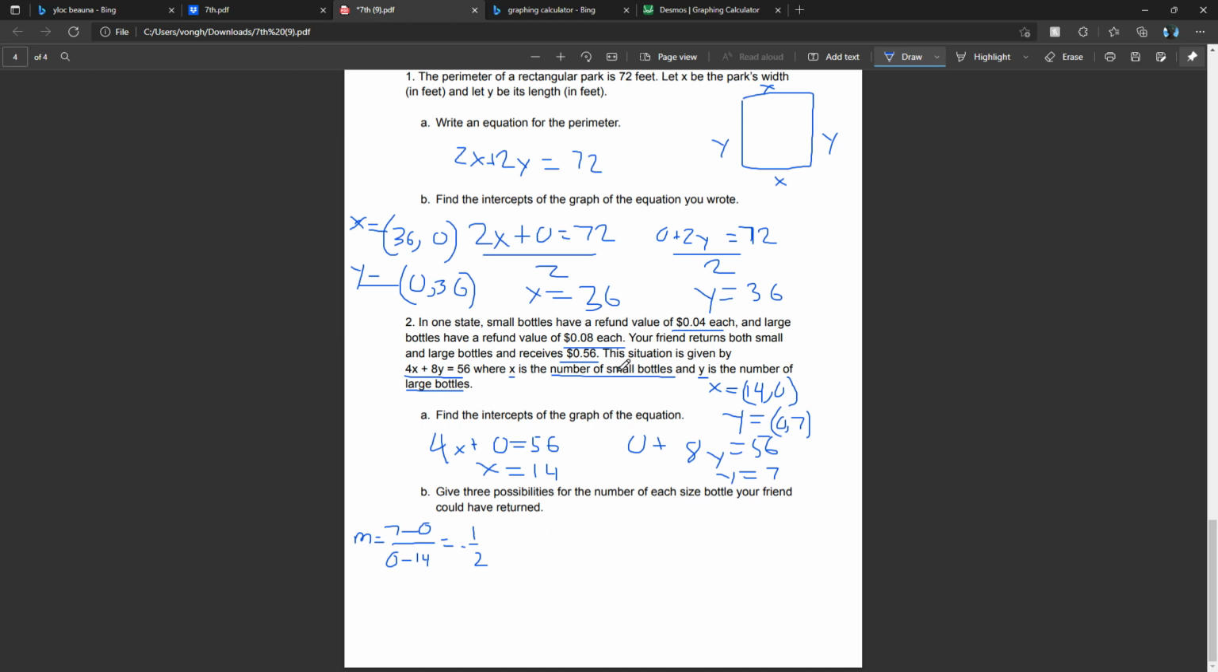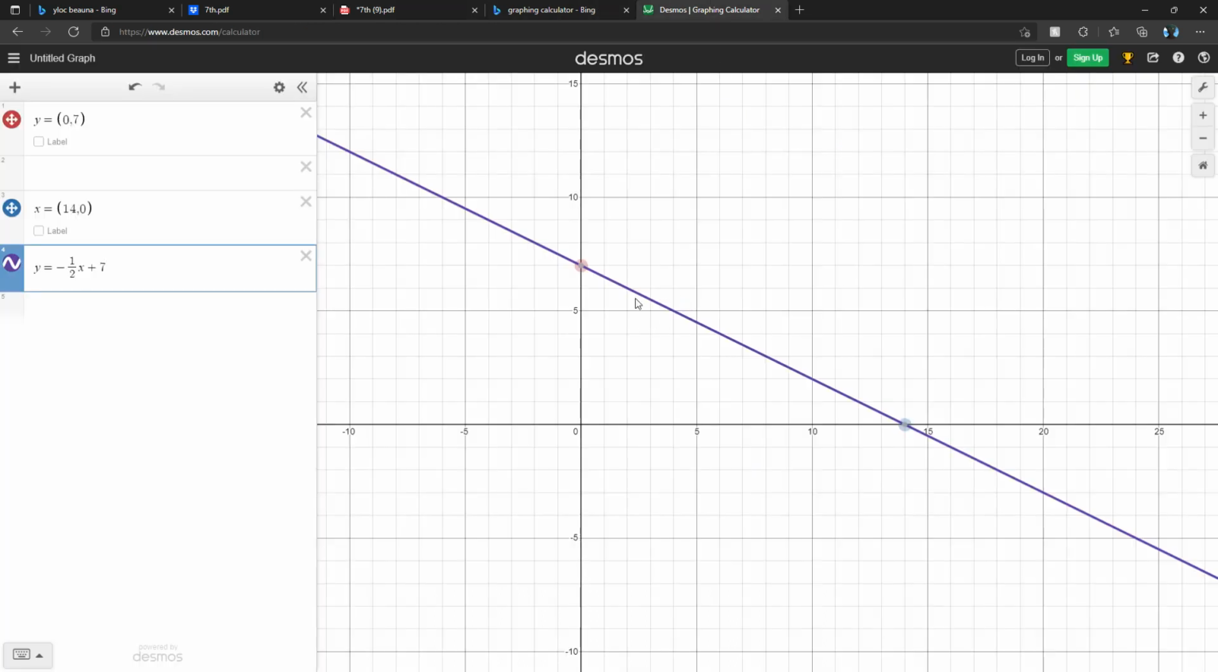So we know that he gives small and large bottles, so what I did is I actually graphed it. I found the slope, and our equation would be y equals negative 1/2 x plus 7. If you graph it, it's really simple. All you have to do is look where both axes hit a point perfectly. Like if you go 2, 6 right here, it hits perfectly on the line.